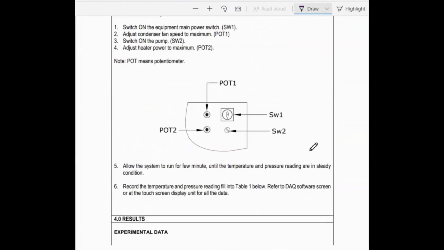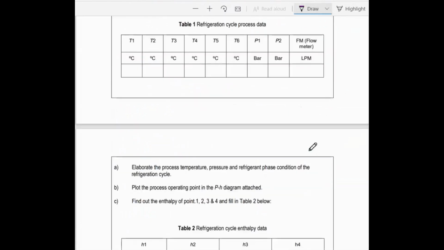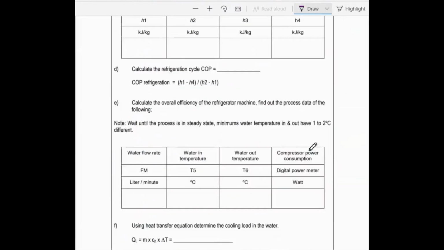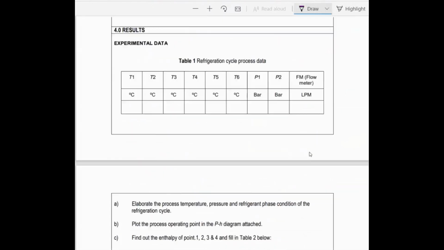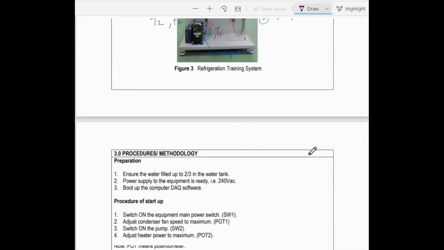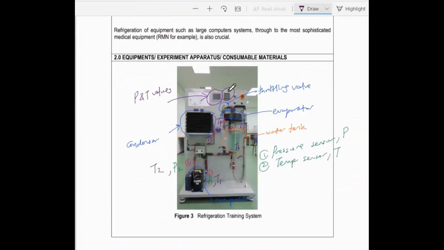And then the other one is the compressor power consumption. You can see the value right here.